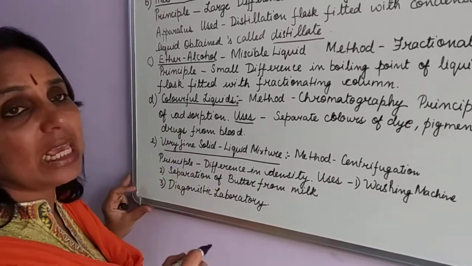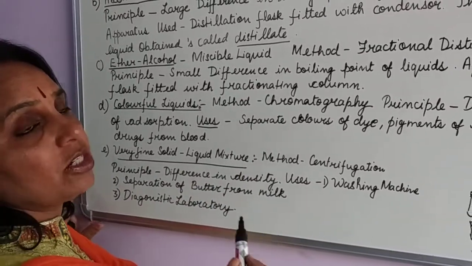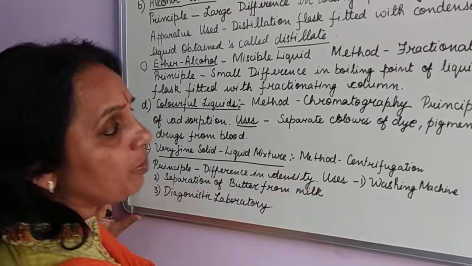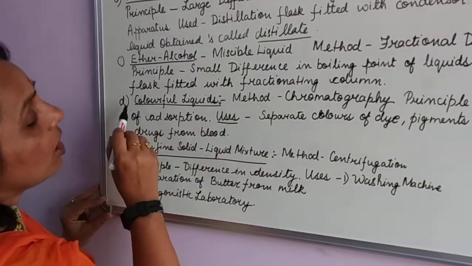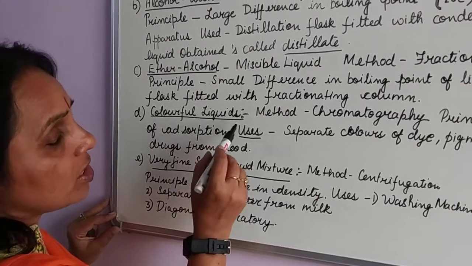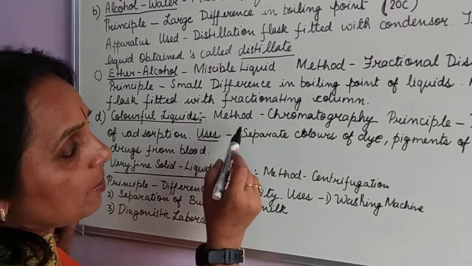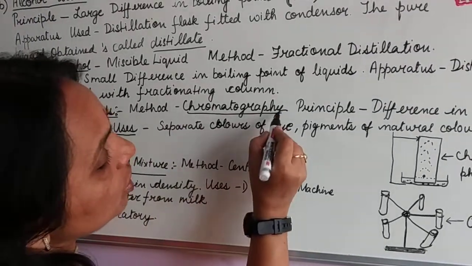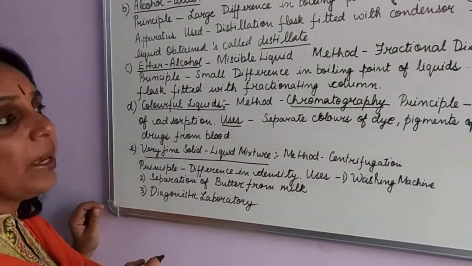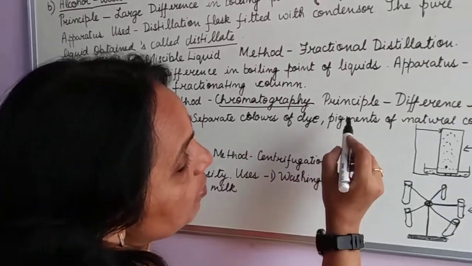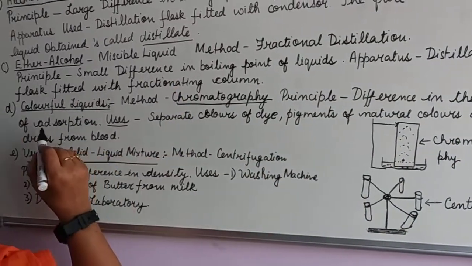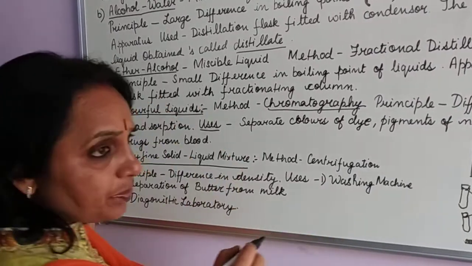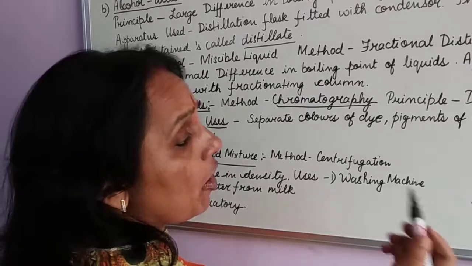For example, ink or chlorophyll pigment, or the pigment that is collected by crushing the petals, natural pigments. The colorful mixture of liquids can be separated by a special technique which is known as chromatography. This is a new technique and a very important technique. Here, the principle of separation is difference in the rate of adsorption. Adsorption means sticking to the paper, or sticking to the foreign body.